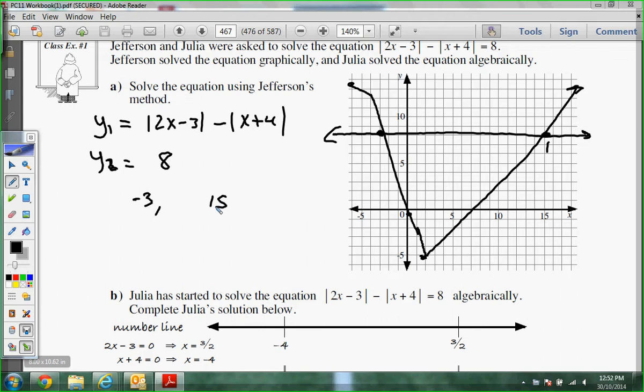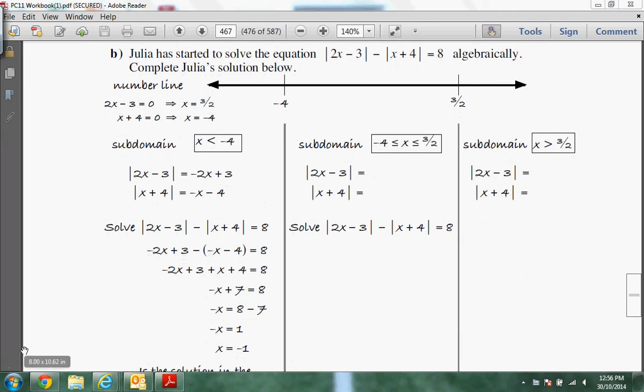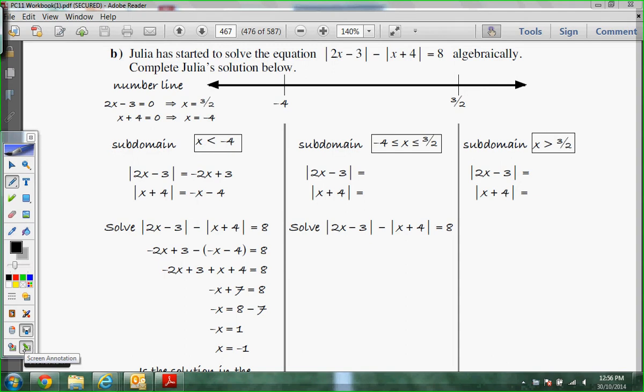Okay? All right, so the graphing part is kind of what you see is what you get. Let's look at the algebra part and see if we can make some sense of it. So it says Julia started to solve the equation 2x minus 3 minus x plus 4 equals 8 algebraically. So we need to come up with our domains. Our domains are what makes the absolute values 0 still. That's still our breaking points that we're going to look at. So I'm going to look at 2 now. That's what's different today.